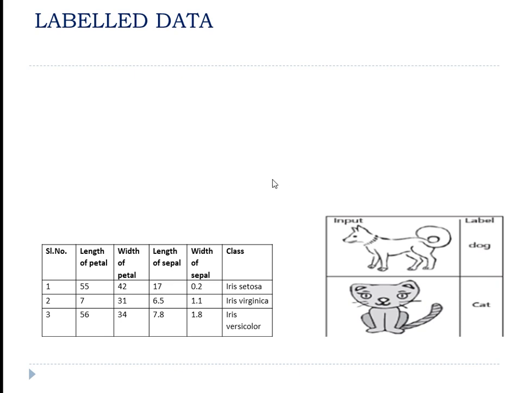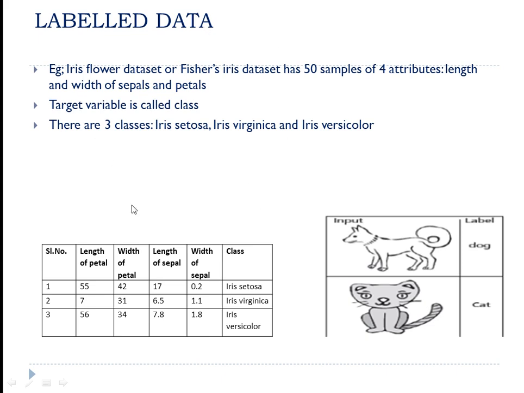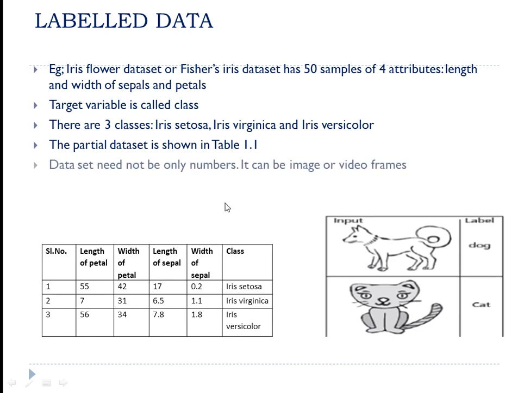Let's first discuss labeled data. As I told you, this is the iris flower data set. If you search for Fisher's iris data set, you can download it easily and use it for your algorithm. Let's say I have 50 samples of each kind of flower, and there are 4 attributes: length and width of sepals and petals. The target variable is the class or the label. There are 3 classes or 3 labels depending upon the 3 different flowers. What I'm showing is just a partial data set. Normally when we are trying to train our algorithm, we usually have a very big data set.